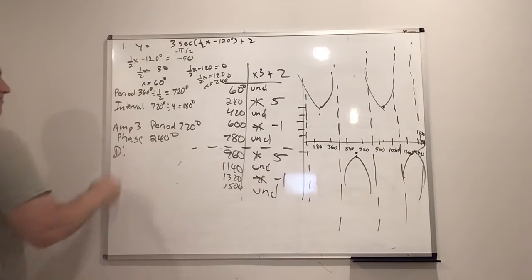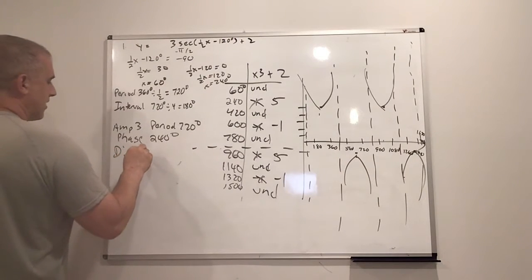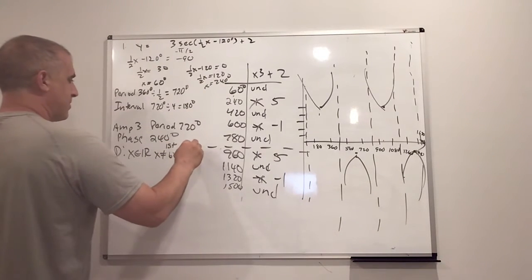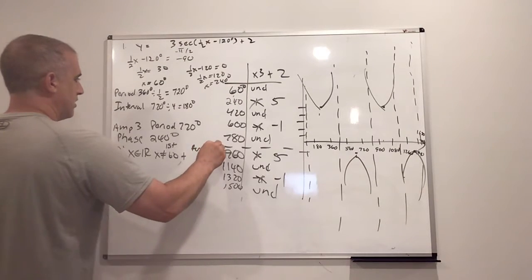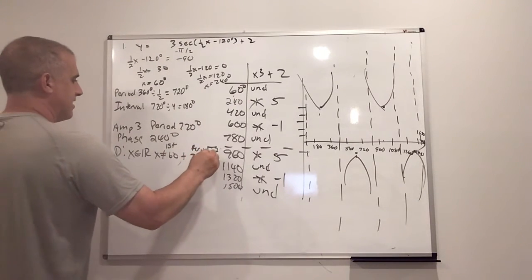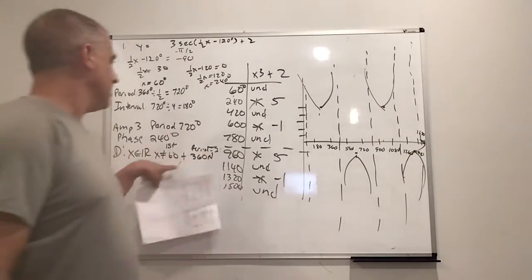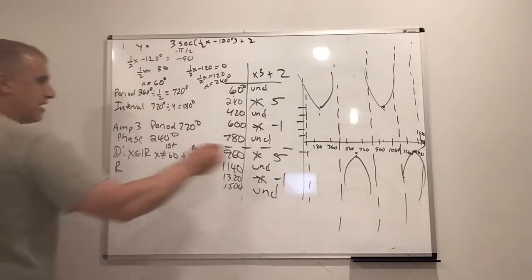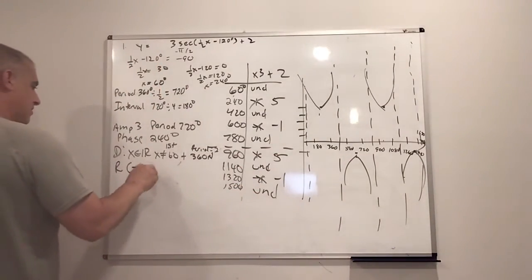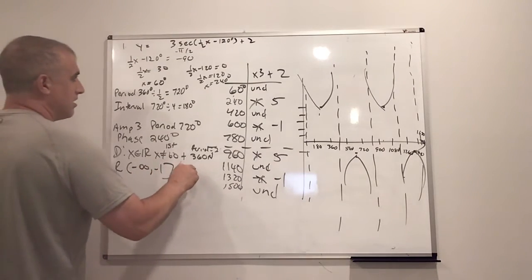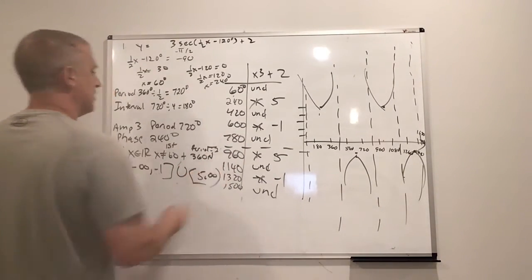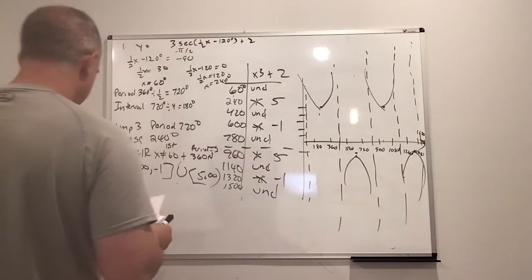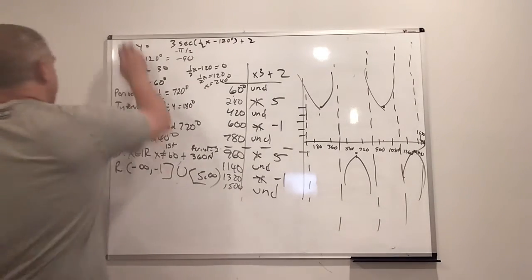Okay, my domain is all real numbers, except x can't be my first asymptote, whatever that is, plus my period divided by 2. So 720 divided by 2 would be 360n. The concept there is if I put in 1, that'd be 420. That's my next asymptote. All right, my range, I go less than -1. So -infinity to -1 union 5 to infinity. Okay, so secant's a little bit different. Let's go ahead and move on to number 3.